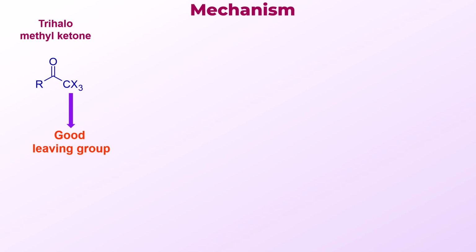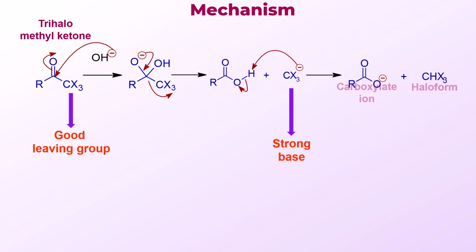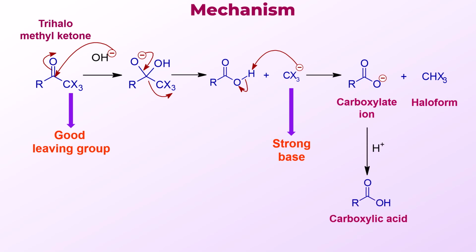In the presence of a base such as hydroxide ion, which attacks the carbonyl carbon, the next step involves elimination of the CX3- group and formation of a carboxylic acid. The CX3- ion, being a strong base, then abstracts a proton from the carboxylic acid to produce the haloform CHX₃ along with the carboxylate ion. Finally, acidic workup will restore the carboxylic acid.